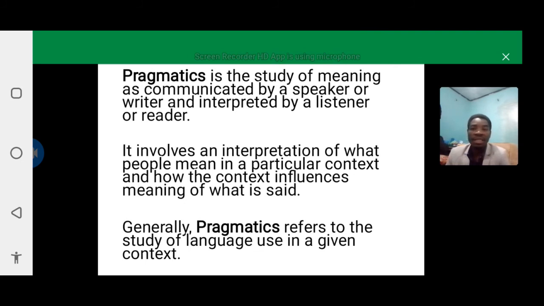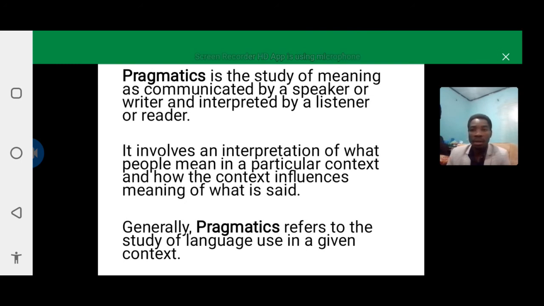So, under this field of linguistics, which is pragmatics, it deals with the context of language use. So, with pragmatics, meaning is obtained from the context in which language is used. So, without context, we cannot get the meaning of utterances.